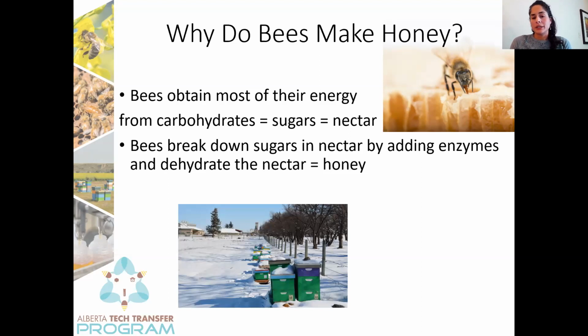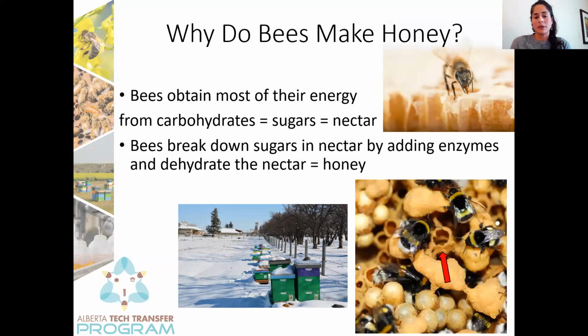Bees need a lot of food storage for the winter, and they can't have any fresh nectar. So they need that food to be preserved.